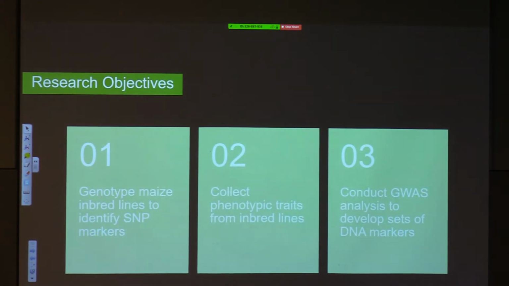My research objectives can be described in these 3 steps. First, we genotype the maize inbred lines to identify SNP markers. And then we collect the phenotypic data. And then we integrate the genotypic and phenotypic data. And finally, we find the markers related to the traits.